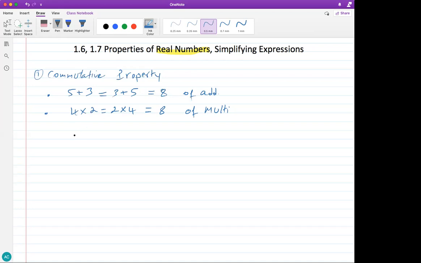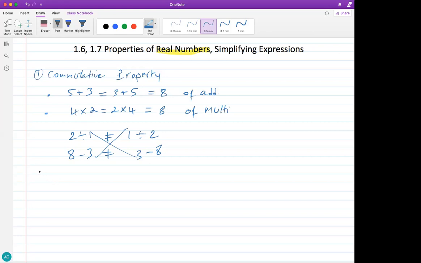This does not apply to division for obvious reasons. When you take, for example, 2 divided by 1, it is not equal to 1 divided by 2. Same thing with subtraction. 8 minus 3 is not the same as 3 minus 8. This is equal to 5, this equals negative 5, as we saw last time with the signs. So this does not apply to division and subtraction, only to addition and multiplication.